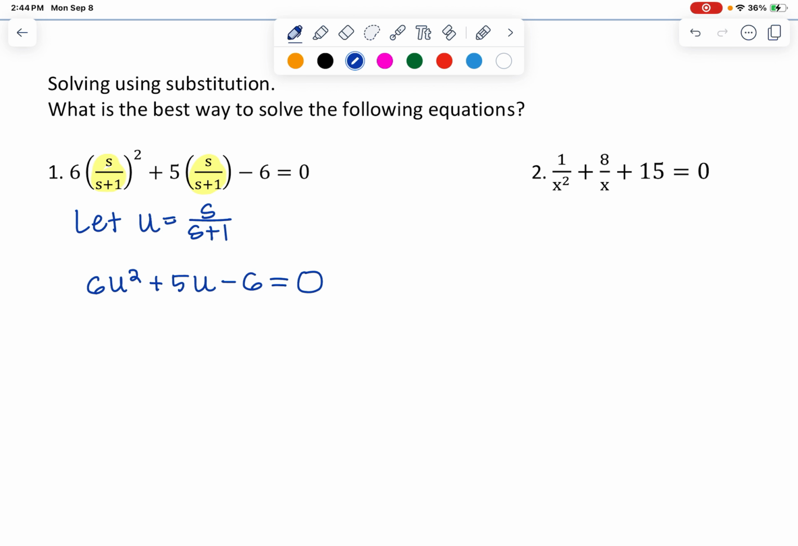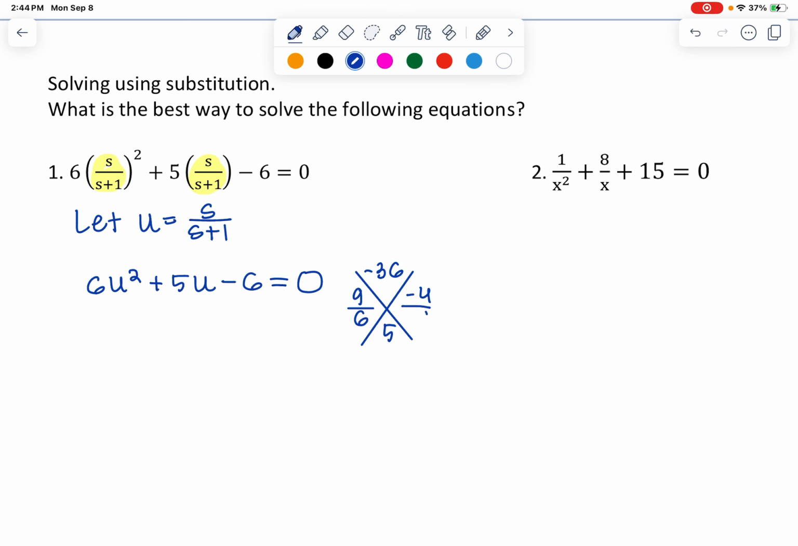I cannot solve this by square rooting due to the fact that there is a u squared and a u. So we're going to try to factor it. In order to factor it, it has to be equal to 0. Good. And now I'm going to do a times c, which is negative 36. B is 5, and I'm looking for two numbers that when I multiply them, I get negative 36, and when I add them, I get 5. So that would be 9 and negative 4.